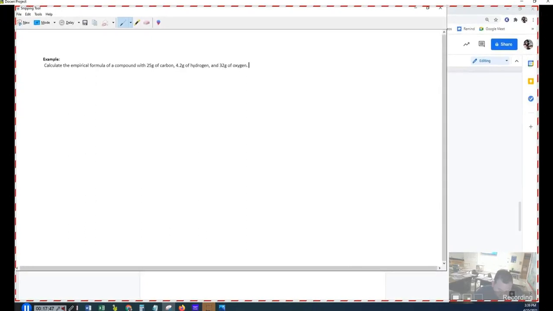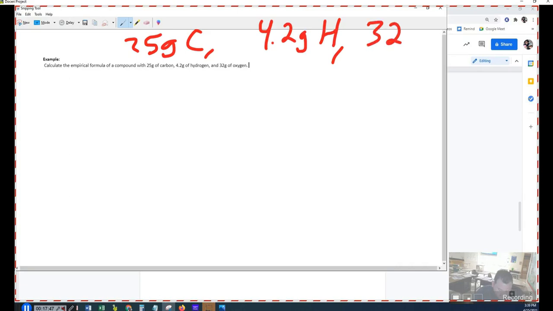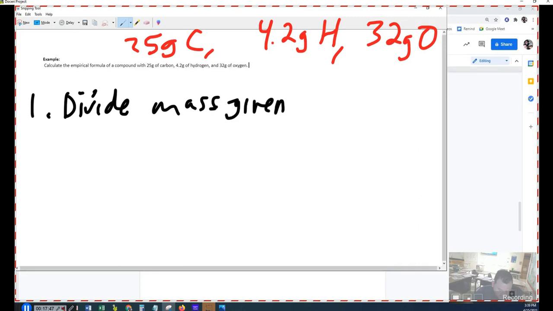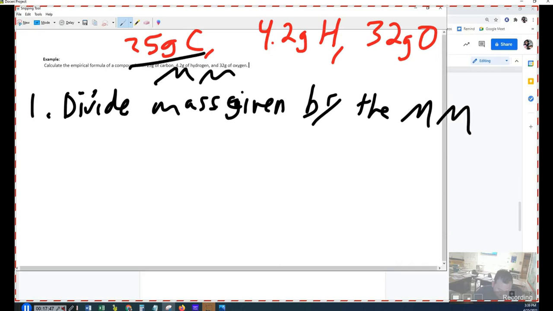We have 25 grams of carbon, 4.2 grams of hydrogen, and 32 grams of oxygen. All right, so what we're going to do is find our empirical formula. Let me write the steps to finding the empirical formula. First step is to divide the mass given by the molar mass. So I'm going to take the mass of carbon and divide by its molar mass. I'm going to take the mass of hydrogen and divide by its molar mass, or atomic mass if you like. Then we're going to divide oxygen by its molar mass.